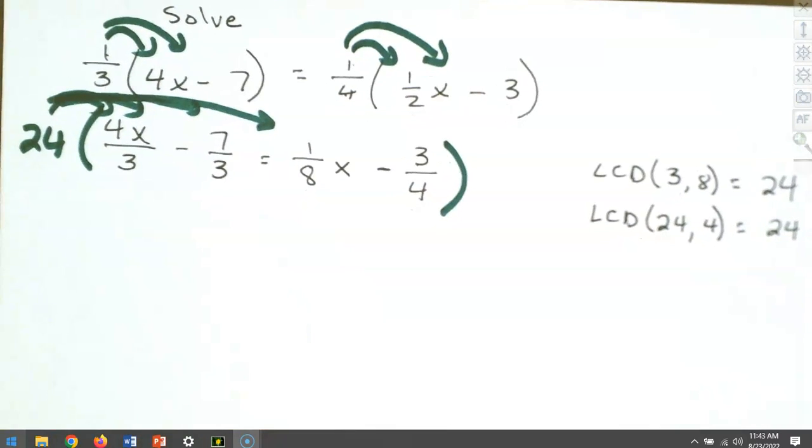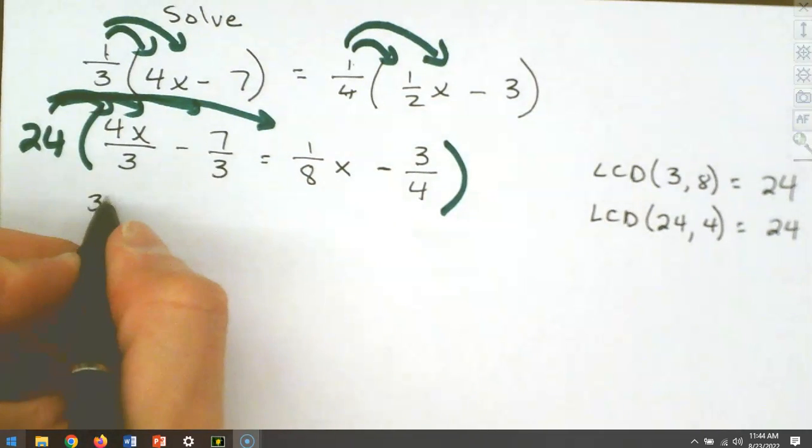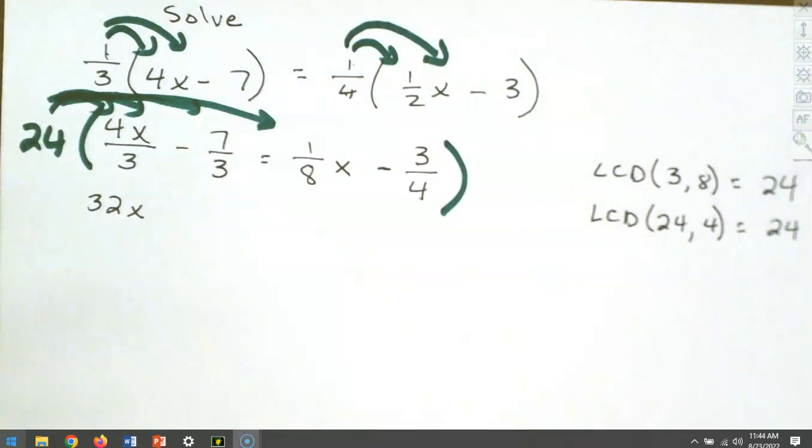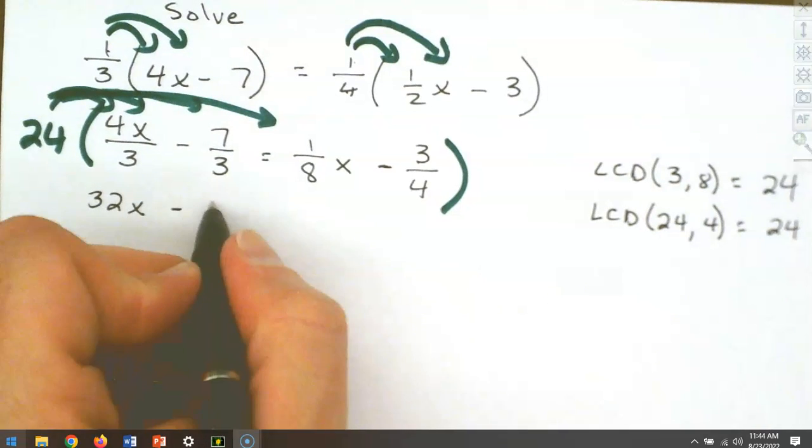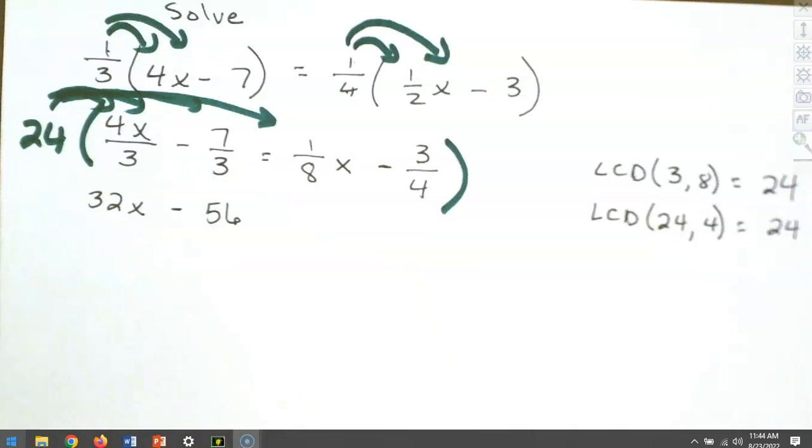And what's our pattern? Divide, multiply. Divide, multiply. 24 divided by 3 is 8. Okay. 8 times 4, that makes it a 32, doesn't it? So there's your 32x there. 24 divided by 3, that's an 8 again. 8 times 7, that makes it a 56. Bring down your negative.